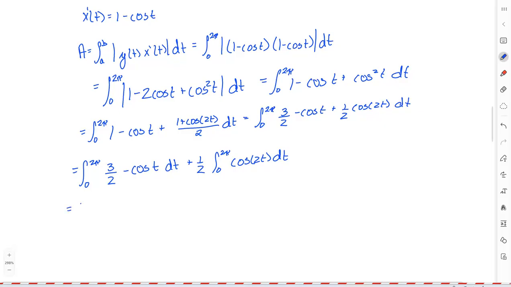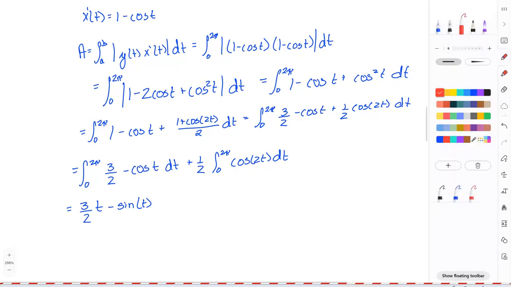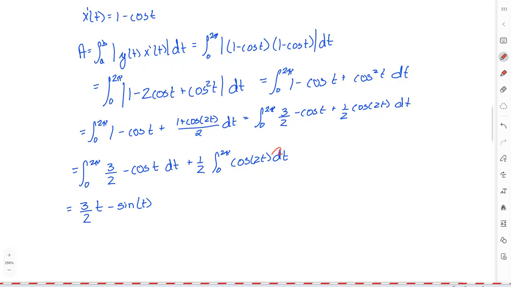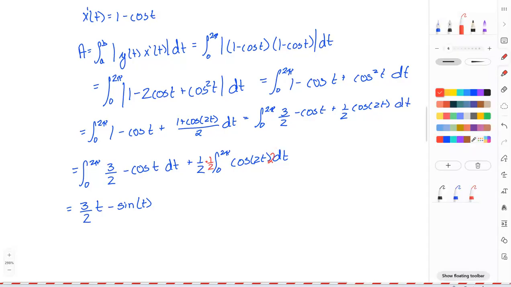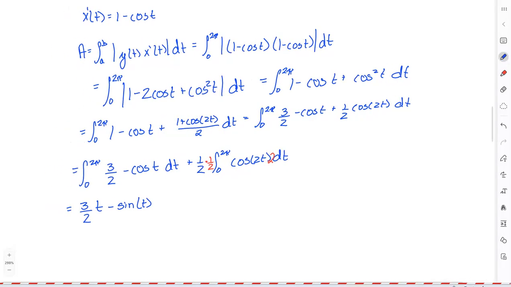So when I integrate 3/2, I'm going to have 3/2 t. When I integrate cosine, I get positive sine, and positive times that negative would give me a negative. To integrate the cosine of 2t, I need a 2, and I need to compensate with a 1/2. That way I'm multiplying by a well-chosen 1. And when I integrate cosine of u, I'm going to get sine of u, and my u is 2t. And then we're going to evaluate this from 0 to 2 pi.